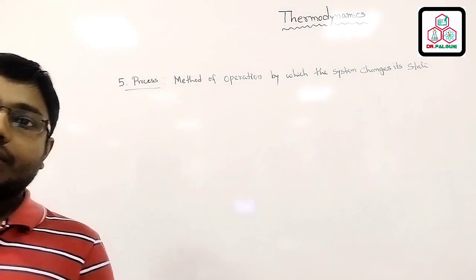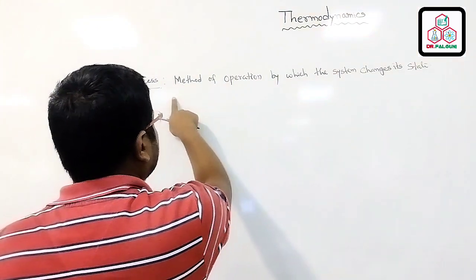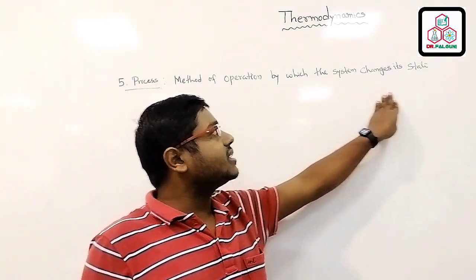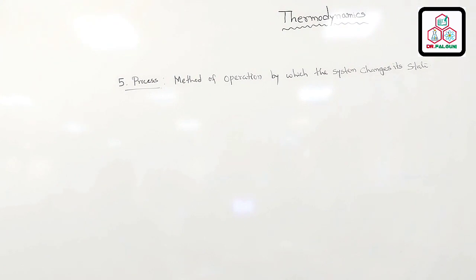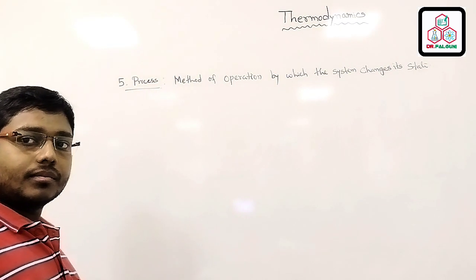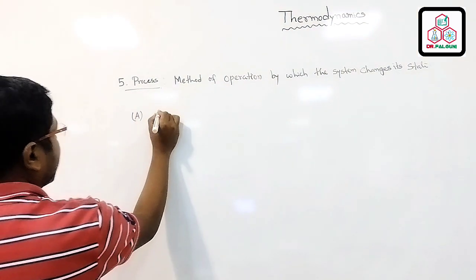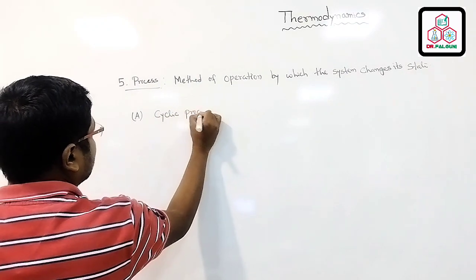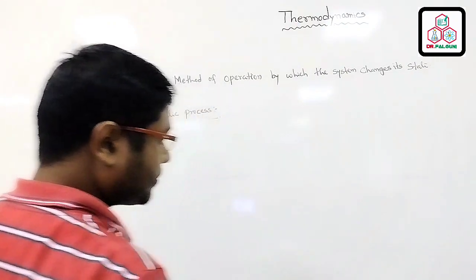So what is process? Process is the method of operation by which the system changes its state. So there are several processes. Okay, so first one is the cyclic process.